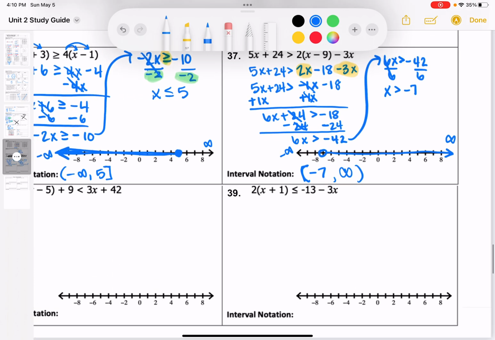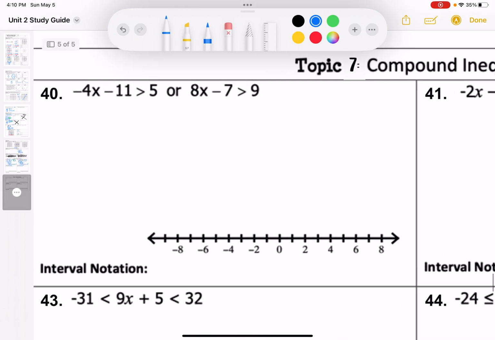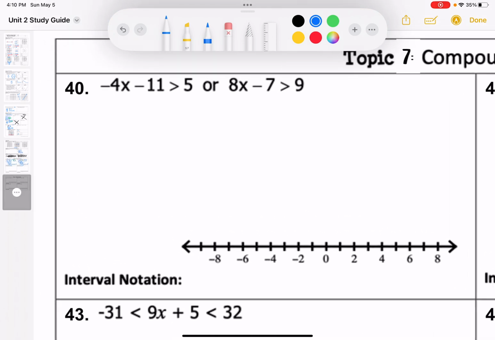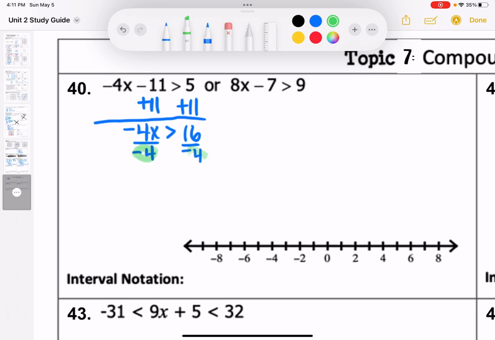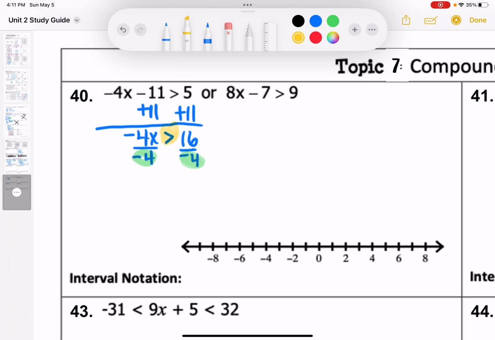All right, let's look at some compound inequality examples. So looking at 40, I have -4x minus 11 is greater than 5, or 8x minus 7 is greater than 9. So I'm going to solve these two equations. So the first one, I'm going to start by adding 11 to both sides to get -4x by itself. And then I'm going to divide both sides by -4. We're dividing by a negative number, so my inequality sign is going to flip. So I have x is less than -4, because 16 divided by -4 is -4.